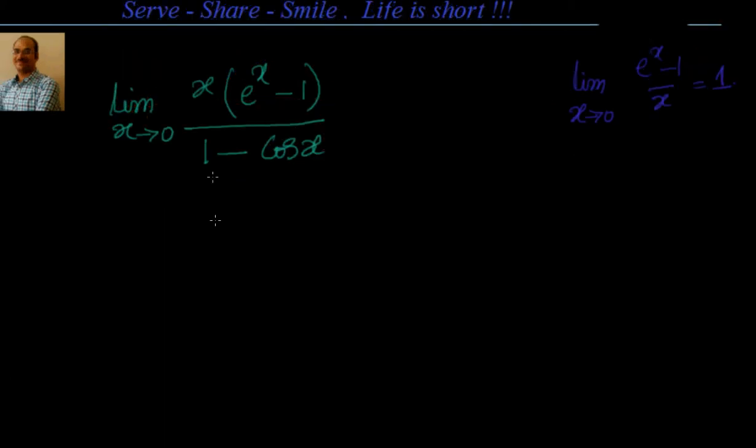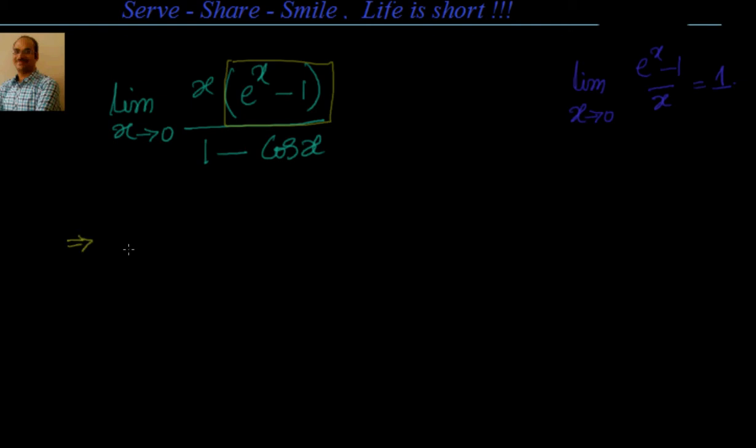Let us look at this one. We have been asked to find the limit of x into e power x minus 1 by 1 minus cos x as x tends to 0. Now I know the formula I have to use is limit x tends to 0 of e power x minus 1 by x equal to 1. So I see part of the formula, I see e power x minus 1, but I don't have divided by x.